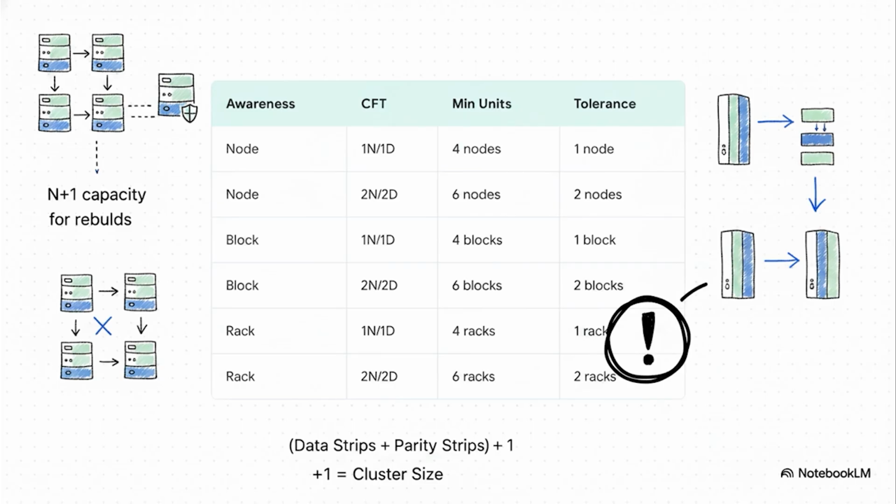But actually, here's the golden rule you absolutely must remember for the exam. You have to ensure your cluster size is at least 1 node greater than the combined strip size, meaning your data plus your parity. Why? To allow actual physical space to rebuild the strips if a node fails. Think about it. If you size your cluster exactly to the strip size and a node dies, you won't have anywhere to put the rebuild data. Always plan for that n+1 capacity for rebuilds.